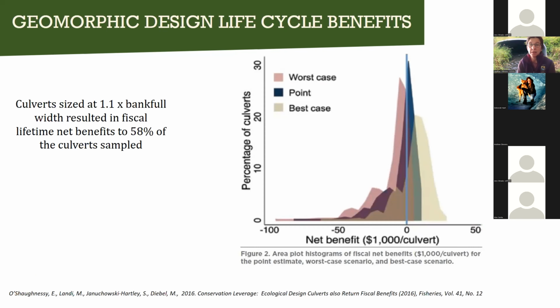And here's another study in Wisconsin that looked at 461 undersized culverts. They found that culverts sized at 1.1 times the bankful width resulted in fiscal lifetime net benefits to 58% of the culverts sampled. So that means when you look at the lifetime cost of all those maintenance and failure costs that we're going to see with undersized culverts, and clearing out the debris and getting rid of the ice, on average, it's actually cheaper to put in geomorphic design culverts.